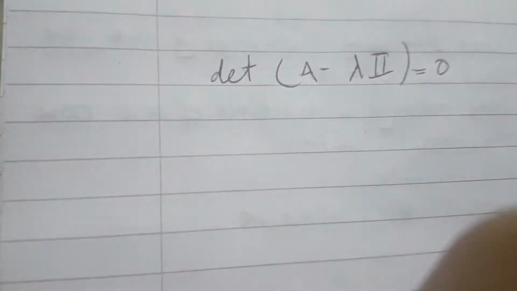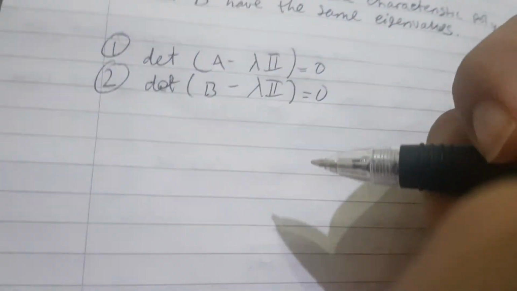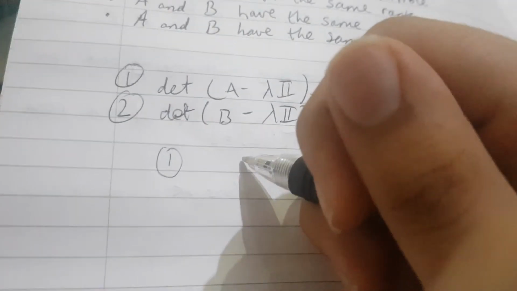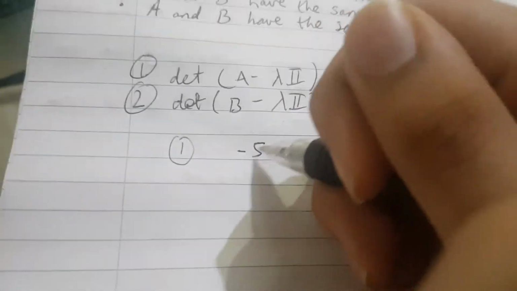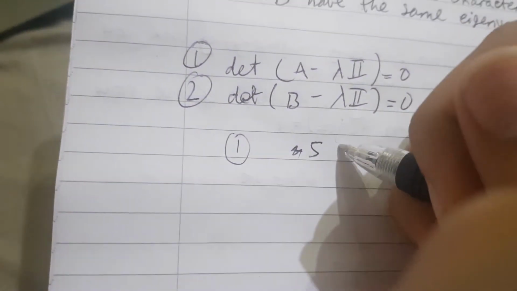So what have we got? We've got the determinant of A minus lambda I equals 0, and I'll call the other one B, so the determinant of B minus lambda I equals 0. We'll label these 1 and 2 just for simplicity. We'll start with 1, and I'll expand the first row, so that should be positive 5 rather. Positive 5.